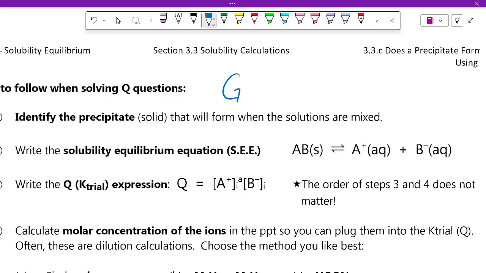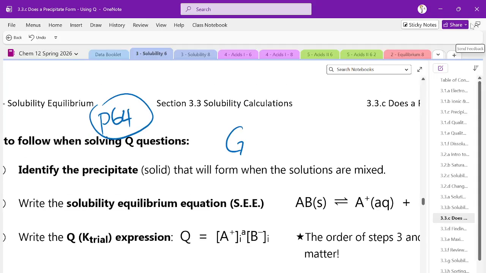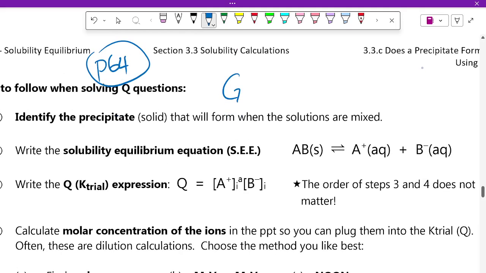This is page 64, actually. Did I press record? Was I clever enough to do that? I did. Okay, good. Go.